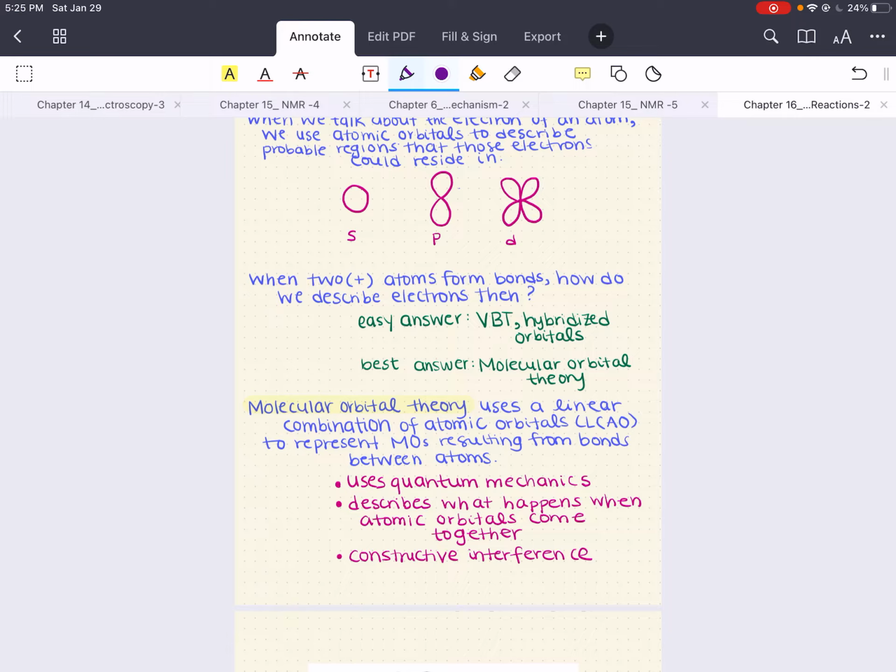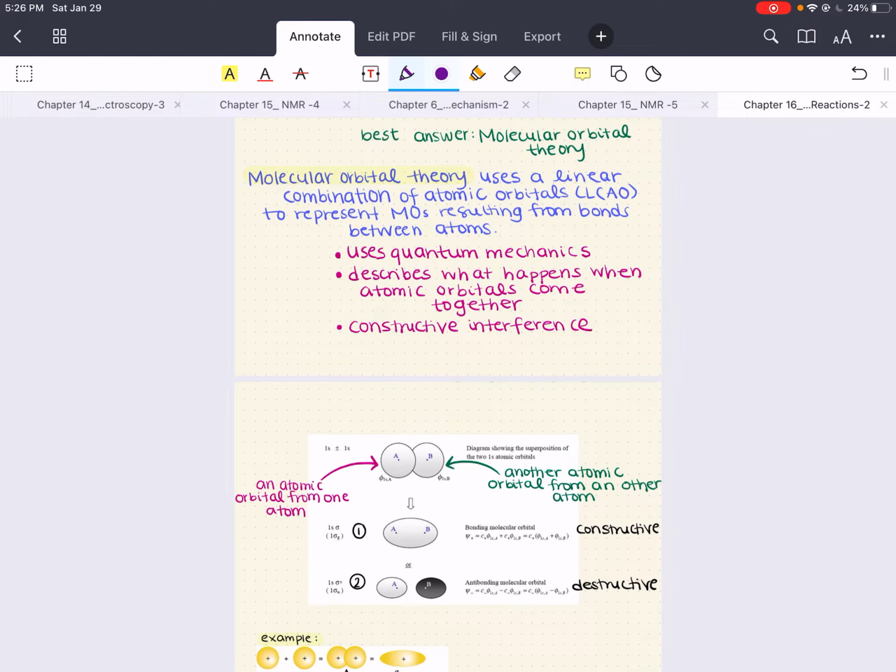When you have a system of overlapping p orbitals, they're going to interact in a way, either constructively or destructively, to give off a whole new molecular shape. And this is what we're going to soon learn and see as bonding and anti-bonding molecular orbitals. Now, how is this all done? Where does this explanation or this theory of MO originate from?